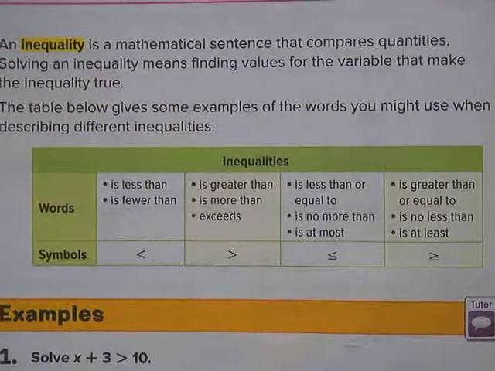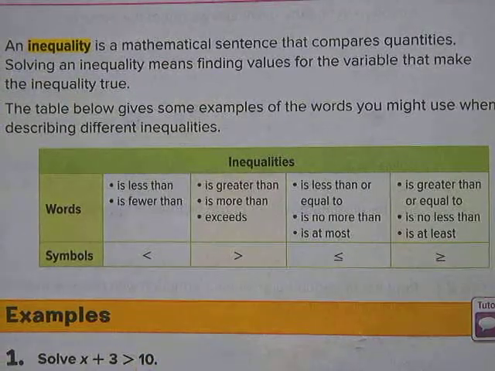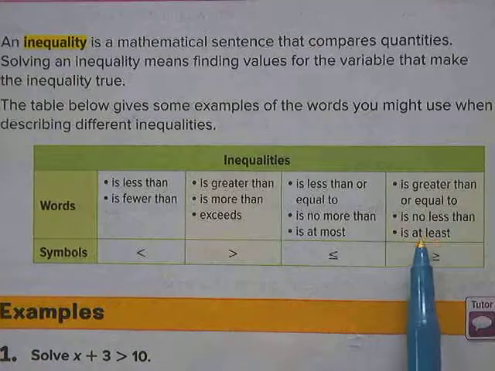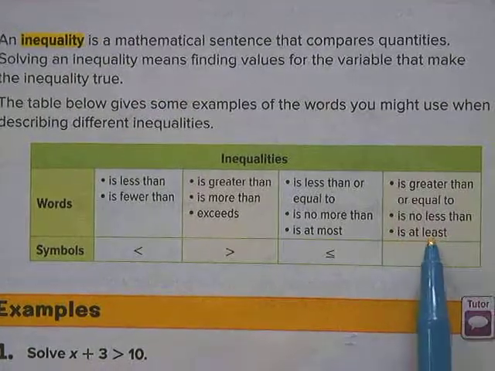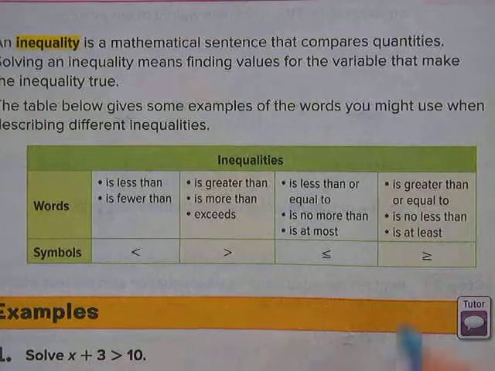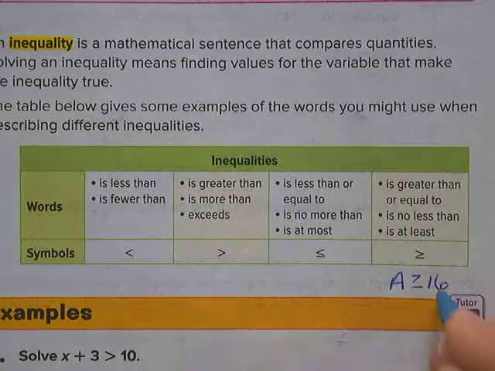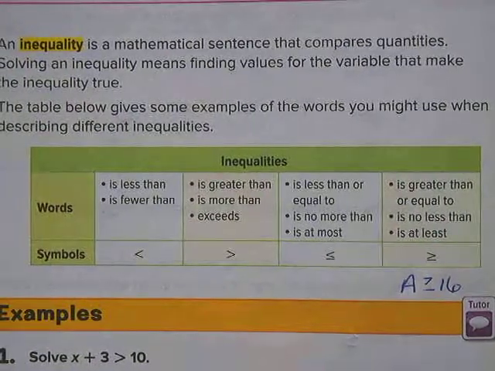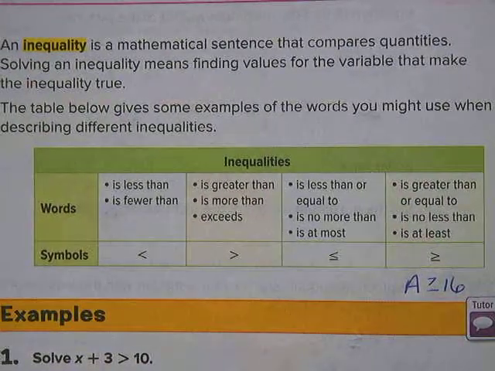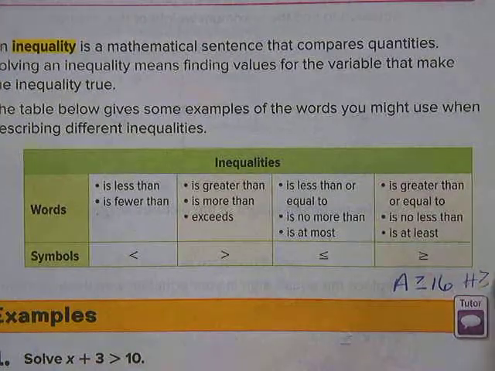The next picture down is what we worked on yesterday when we wanted to tie symbols to words. We did this a lot, especially with the words "at least." Remember when we said the driving age in Michigan, you have to be at least 16? That means that you can be greater than or equal to 16.